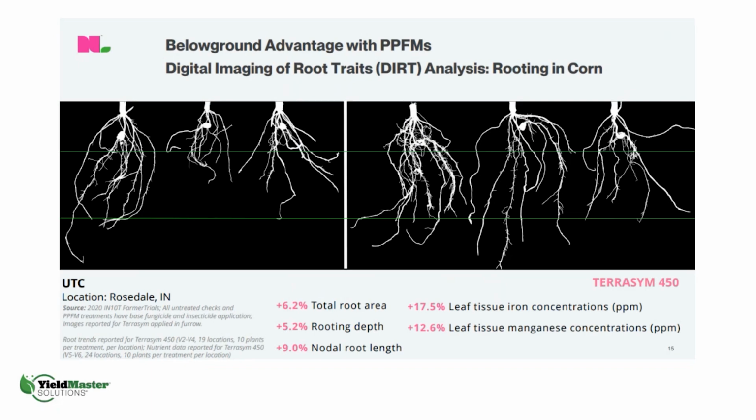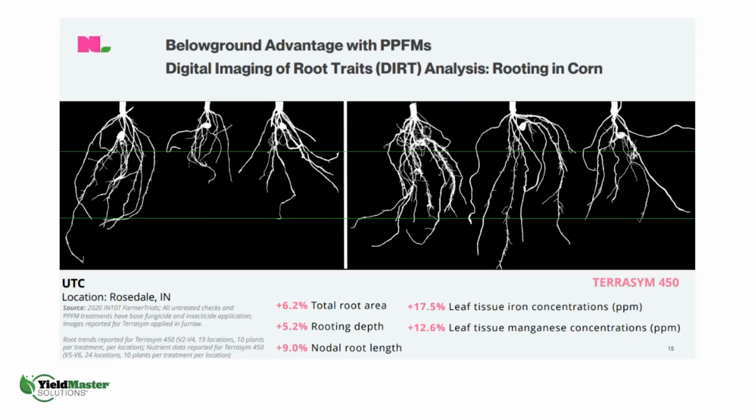So looking at the rooting here, this was a trial done in Rosedale, Indiana. The untreated check is on the left, the Terrasim 450 roots are on the right, and this is very early. I believe it's V4 or V5 corn, so real young in the corn's life. We're not looking at a mature root system here.